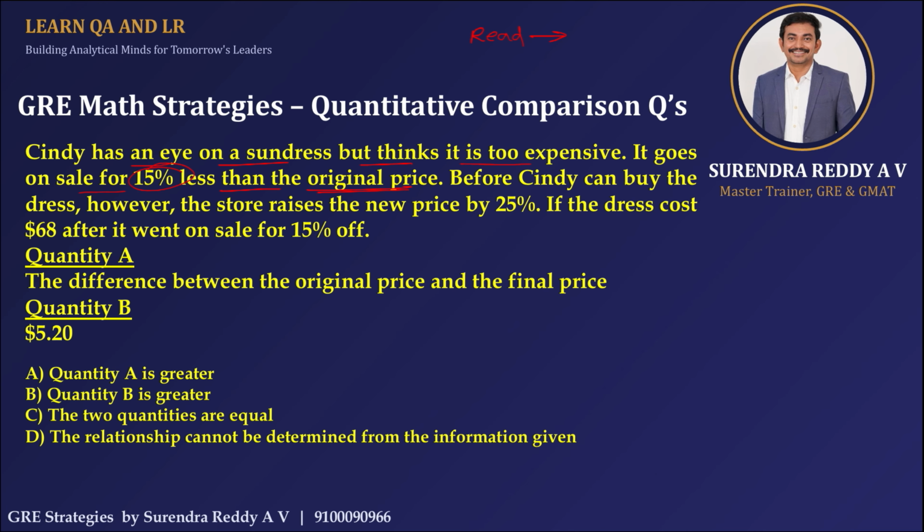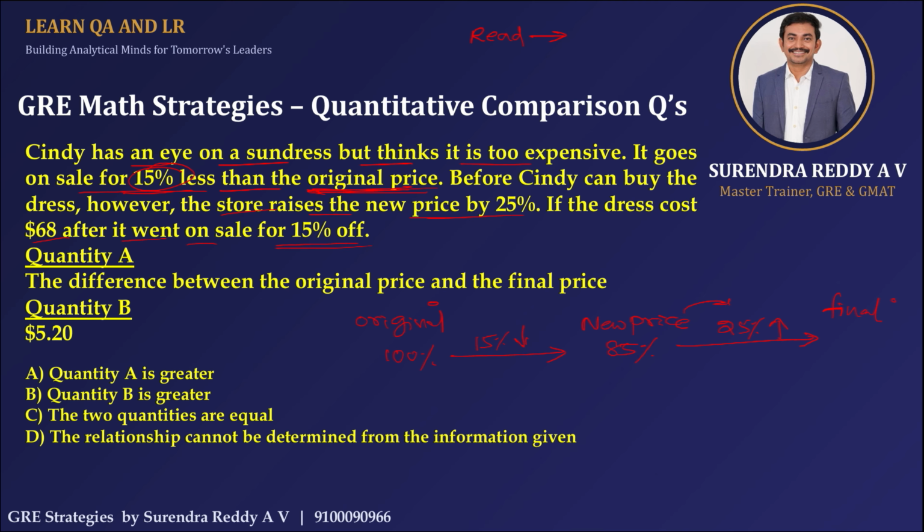So what is the summary of the question? Cindy wants to buy a dress. Let's say the original price of the sundress is 100%. But before Cindy can buy the dress, it goes on sale at 15% off. It goes on sale for 15% less than the original price. This is called the new price. And what is that new price value? 85%. But before Cindy can actually buy the dress, the store raises this new price by 25%. We call that our final price. Now we need to find the original price and the final price, and get the difference of these two. To solve this, we were given a numerical.